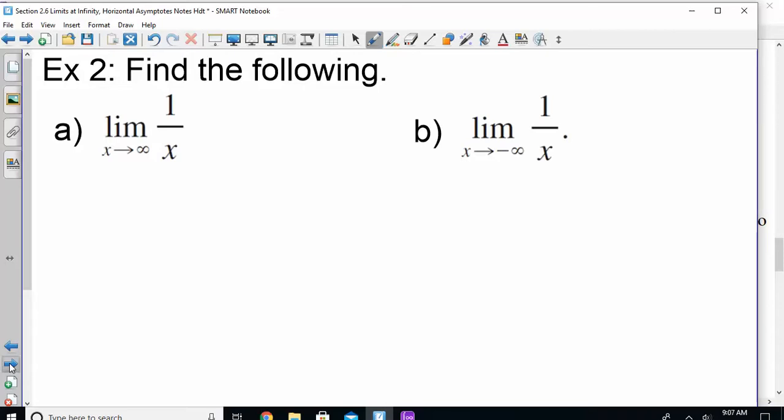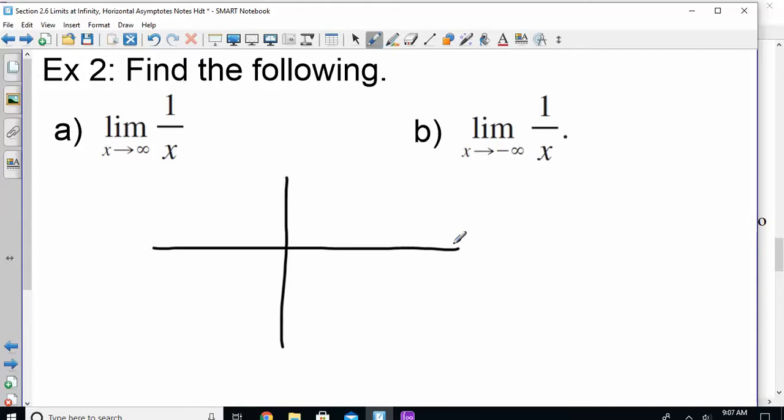So let's look at some functions. Limit as x approaches infinity of 1 over x. 1 over x, that was one of our graphs in college algebra that we did transformations to. What did it look like? What do you do if you don't know what it looks like? Other than stare at the wall. Make a t-chart, right?